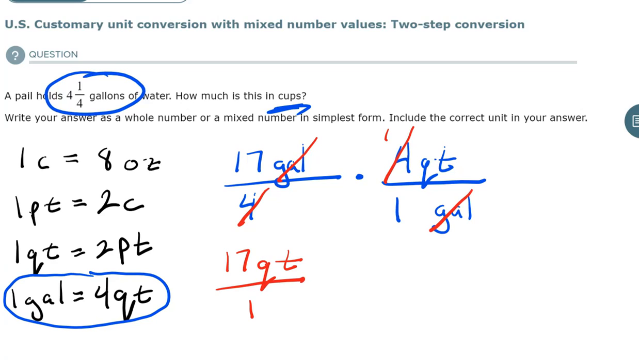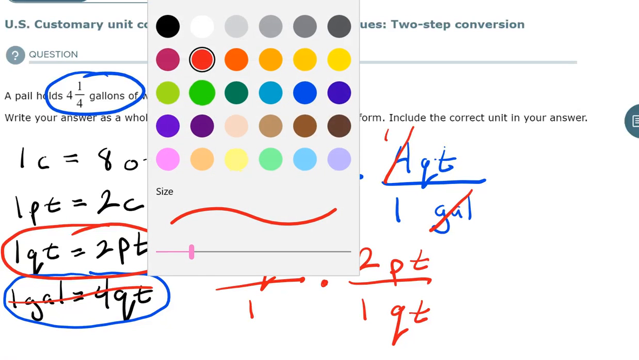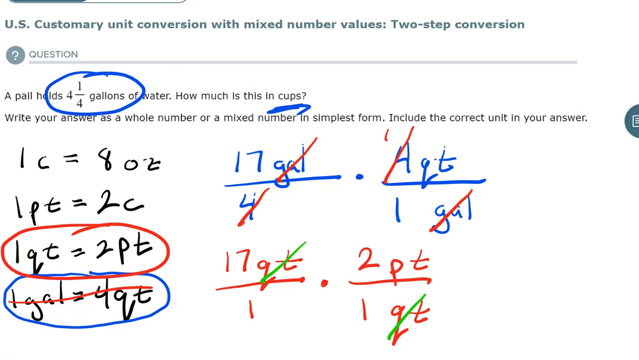I'm going to actually leave this as a fraction for now because I'm not done. I am not to cups yet. I want to get to cups. So I did gallons to quarts. That's done. Now let's say, okay, I want to get rid of quarts. And I want to get cups, but I don't have quarts to cups. I do have quarts to pints. So let's just do that. Quarts to pints. 1 quart is the same as 2 pints. And now we can start reducing. Quart over quart is 1.